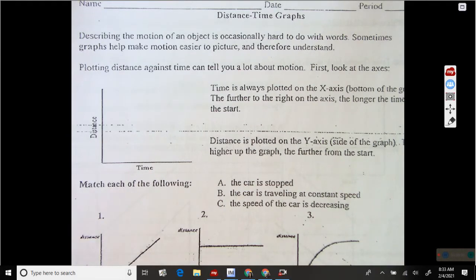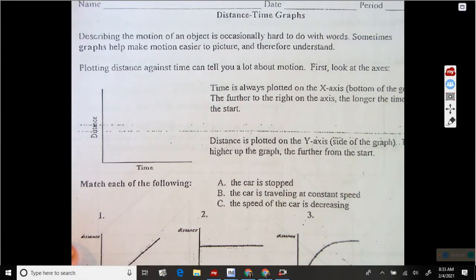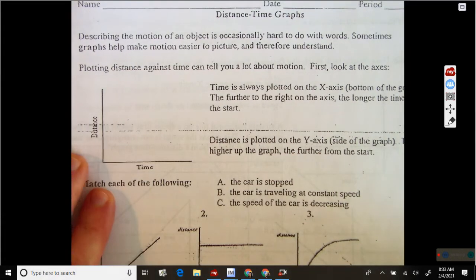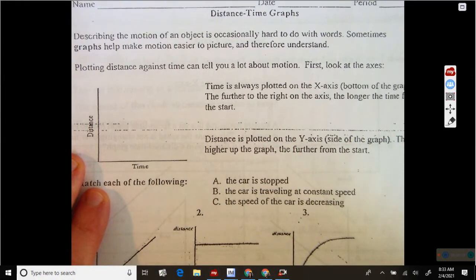Hey guys, so we've talked about how to calculate speed and velocity and acceleration. Remember, speed and velocity are the same thing. Velocity just includes the direction of your motion. So now we're going to use a graph to see how we can tell what the speed is actually doing, or what the movement of the person is doing through a graph.